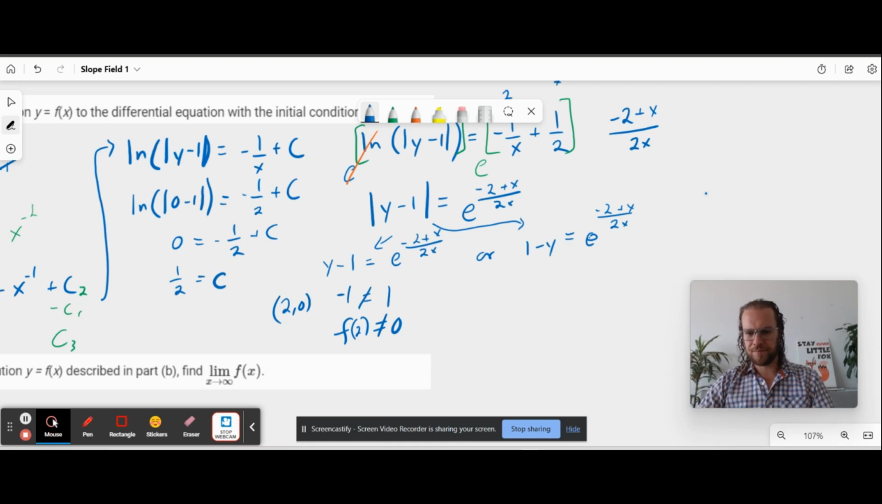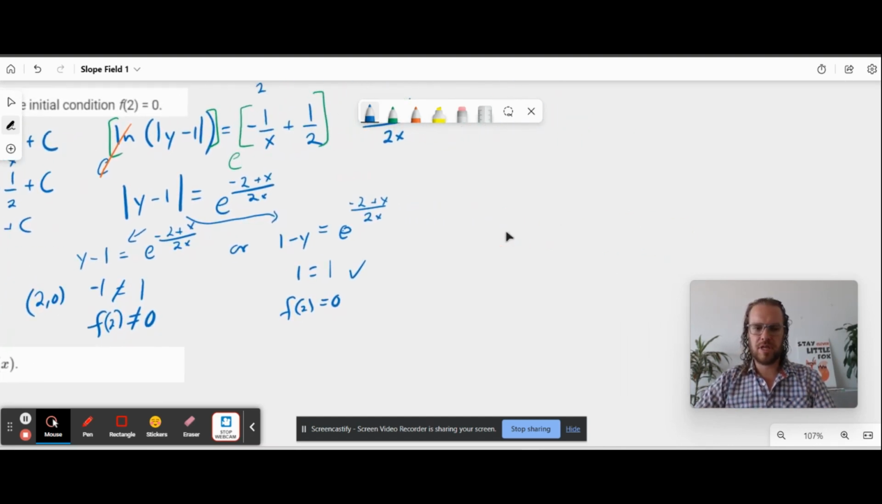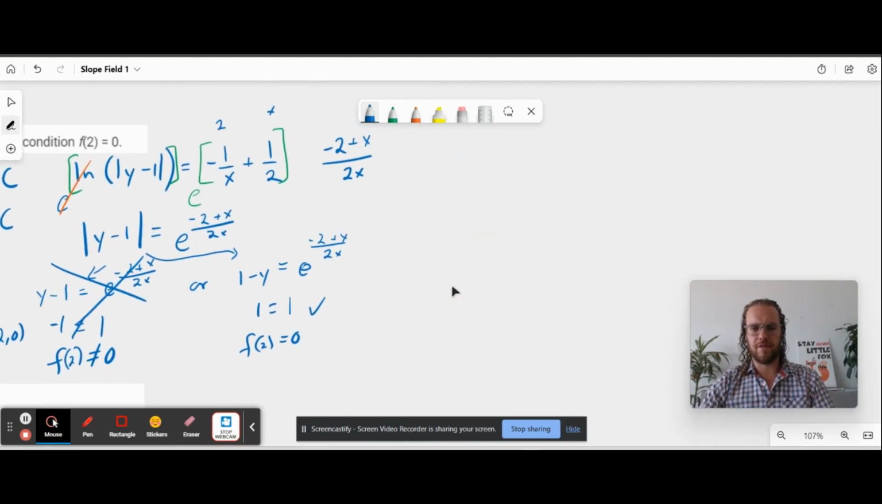Now let's check over here. 1 minus 0 is just going to be 1. And then we're going to get the exact same thing. This doesn't change at all. So it's e to the power of 0 over 4, which is just 1. This does work. So f of 2 does indeed equal 0 for this case, okay? That being said, then what we need to do is just use this one here. We're going to throw this guy out, and we're going to finish solving it for y, which of course just means we need to move the 1 over and also change the sign. So we'll do that now.